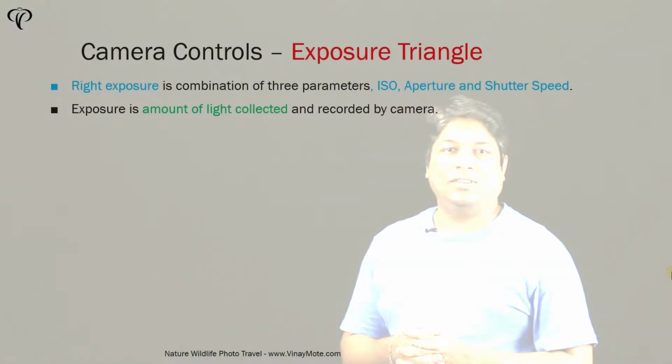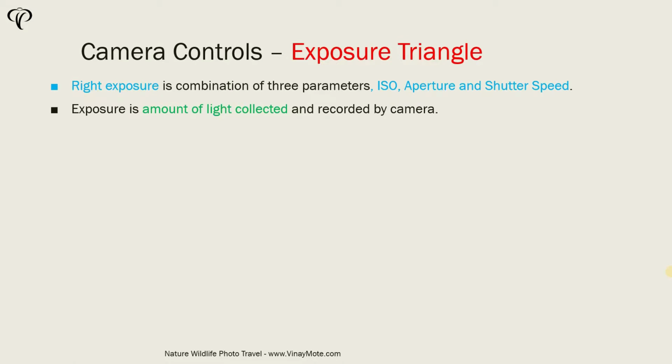Getting the right exposure in camera is the most important thing that you want to understand when you do DSLR photography. Right exposure is a combination of three parameters: ISO, aperture and shutter speed. Exposure is nothing but the amount of light collected and recorded by the camera. As you adjust these settings, the amount of light that comes into the camera will change. So the right exposure means whatever you see through your eyes is recorded by your camera.